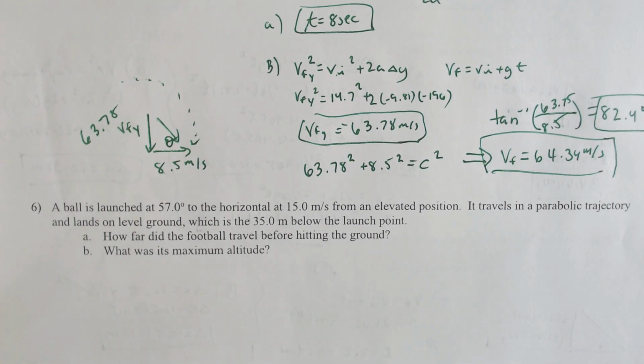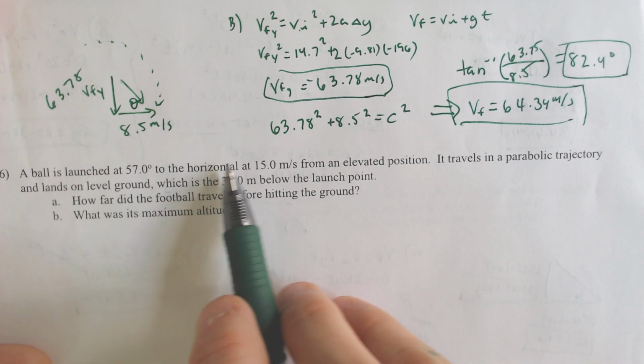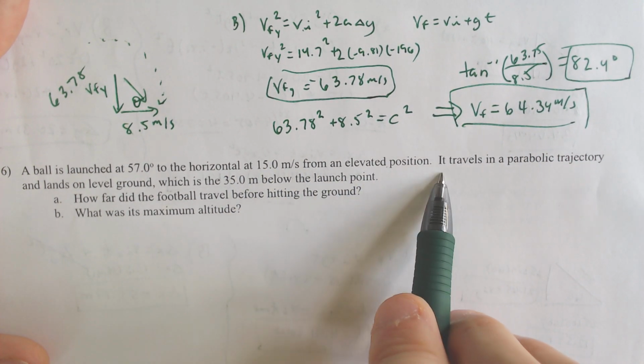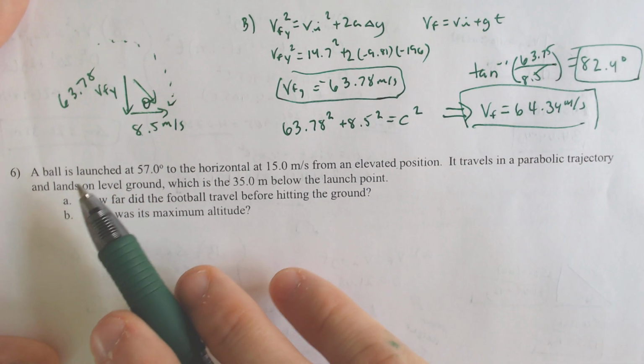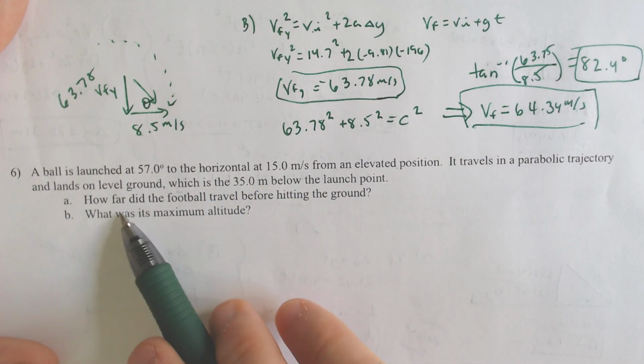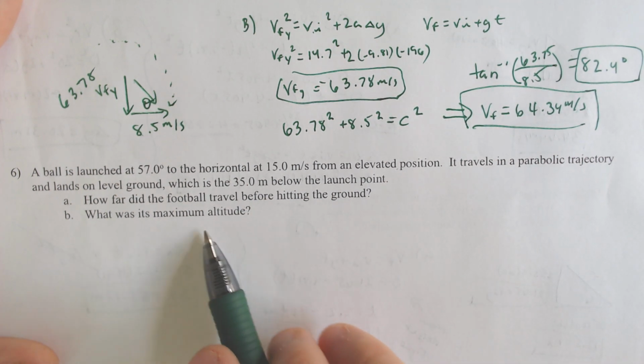All right, last but definitely not least, a ball is launched at 57 degrees to the horizontal at 15 meters per second from an elevated position. It travels in a parabolic trajectory and lands on level ground, which is 35 meters below the launch point. How far did the football travel before hitting the ground? What is the maximum altitude?